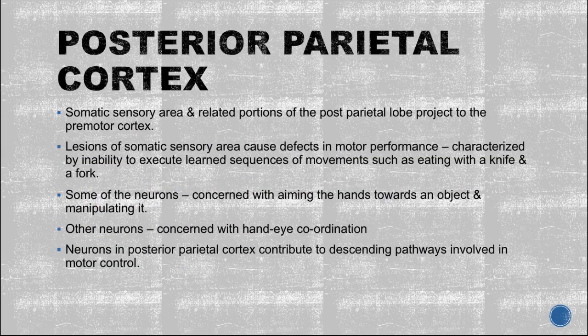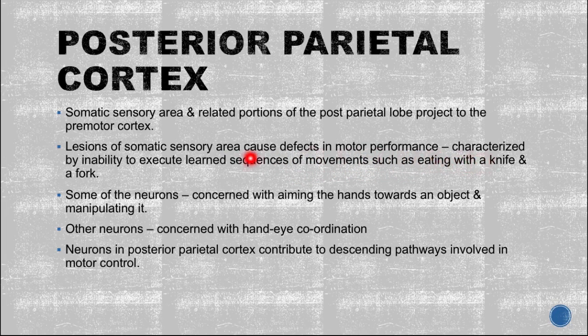Now, the posterior parietal cortex, the somatic sensory area and the related portion of the posterior parietal lobe project to the premotor cortex. A lesion of the somatic sensory area causes a defect in motor performance, because motor performance receives signals from the periphery via the somatosensory cortex. So, if there is any lesion in the somatic sensory area, there will be a defect in the motor performance.